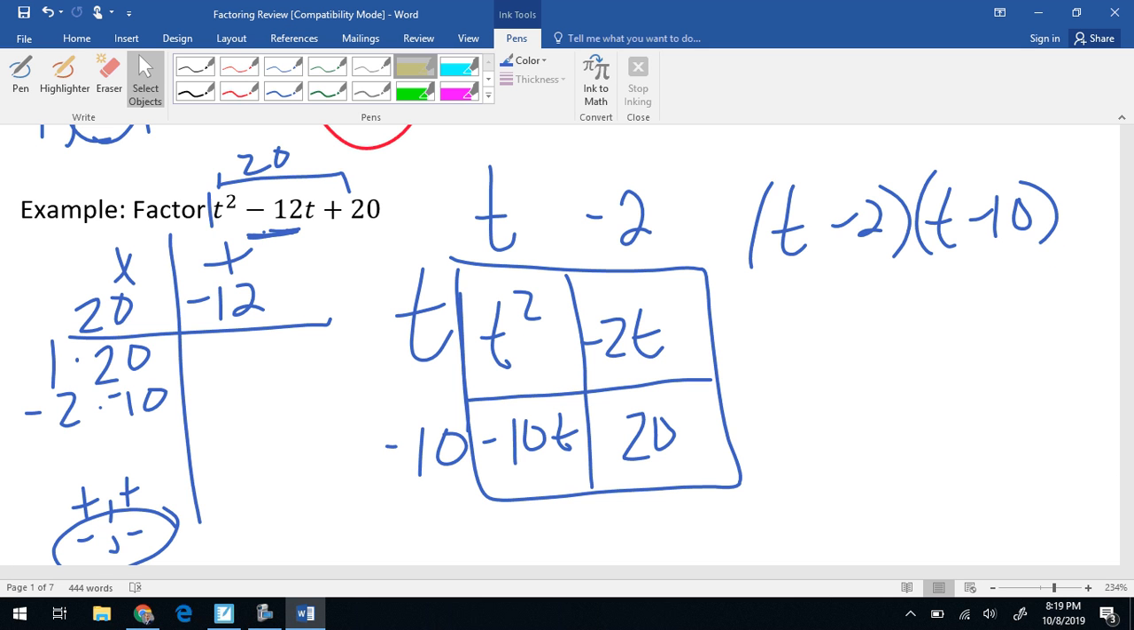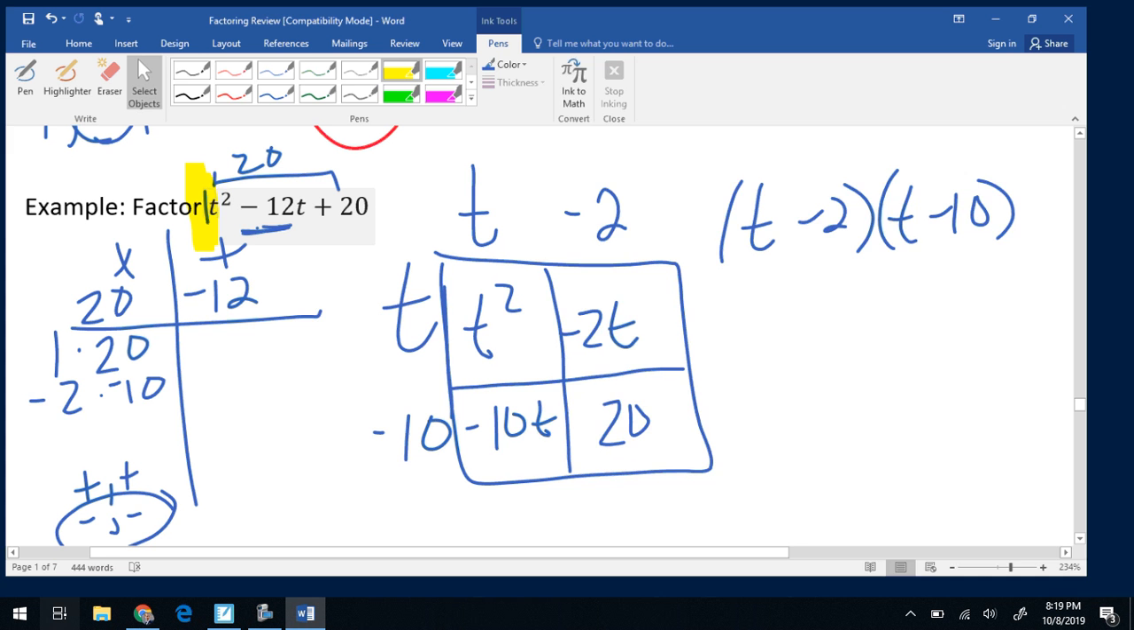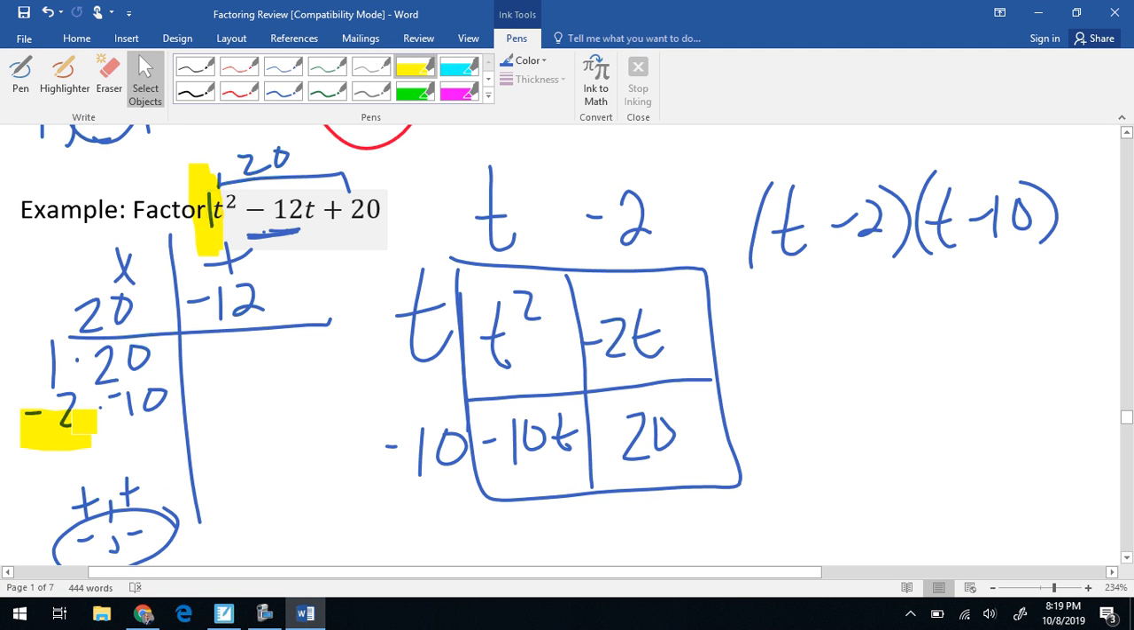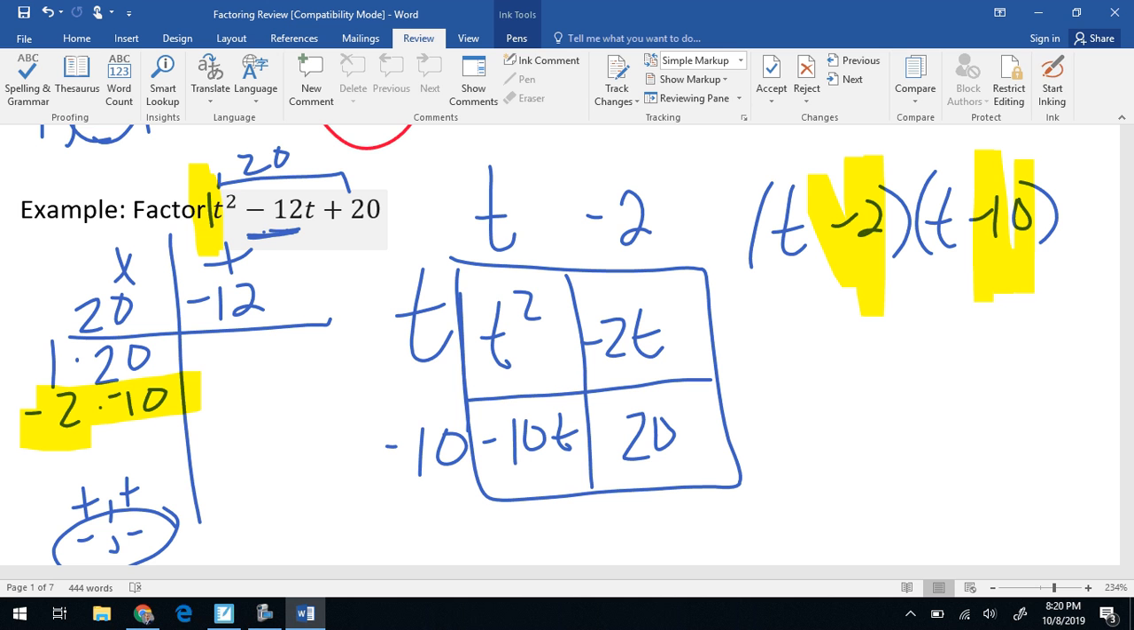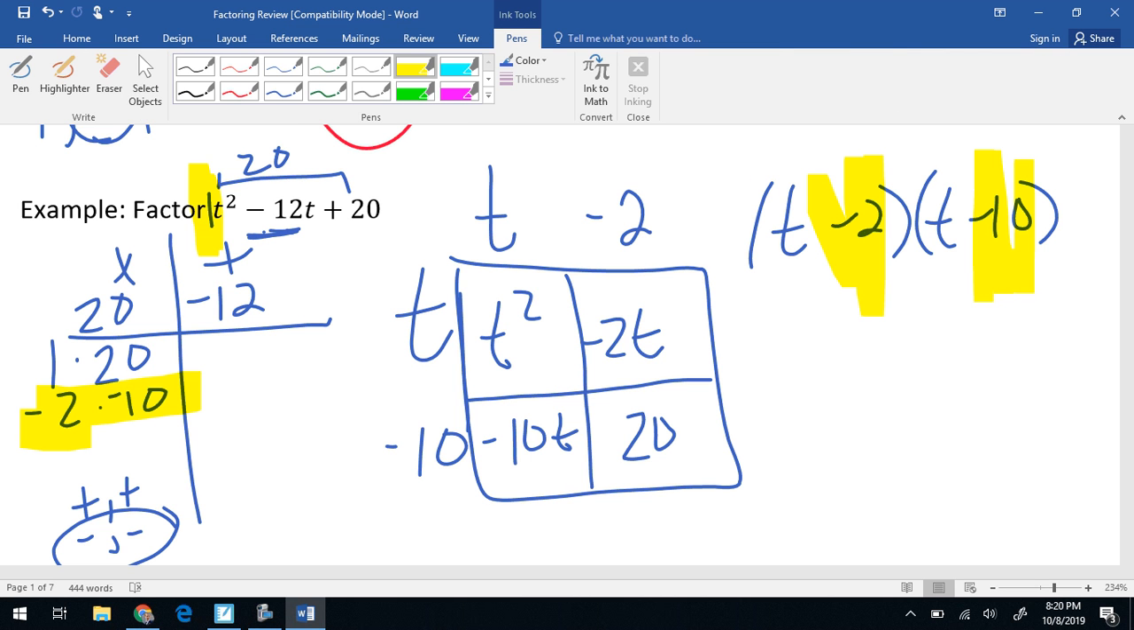Now, I want to point out a little shortcut that can help you. When your leading coefficient is 1, these two numbers that you choose here are going to be the two numbers that end up here. So you can skip the whole box step when your leading coefficient is 1. Only when your leading coefficient is 1. Okay, taking a look at our next example.